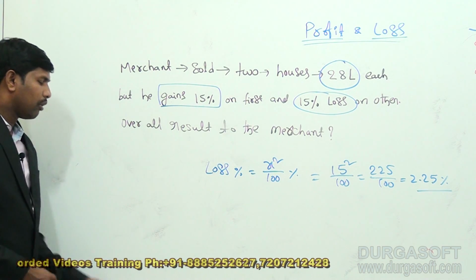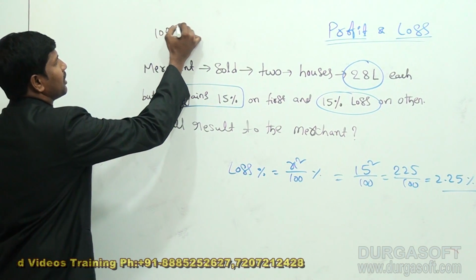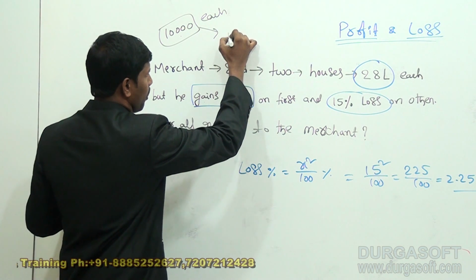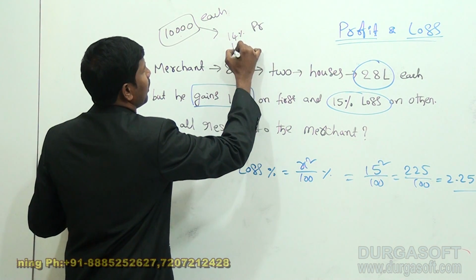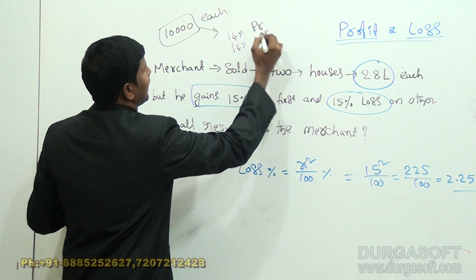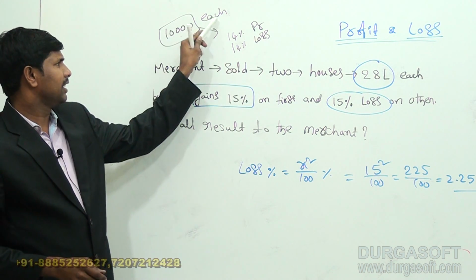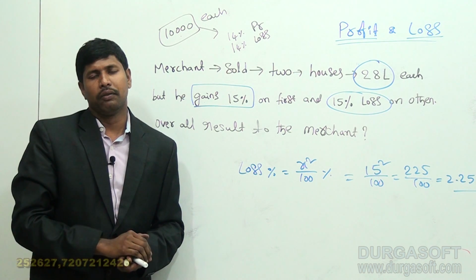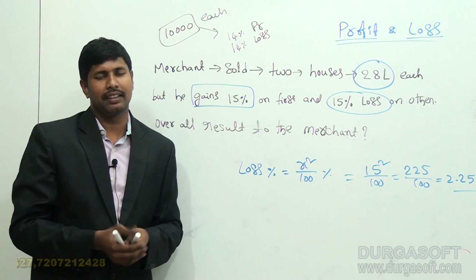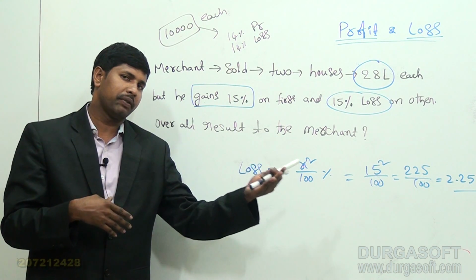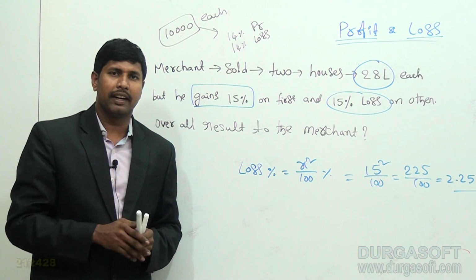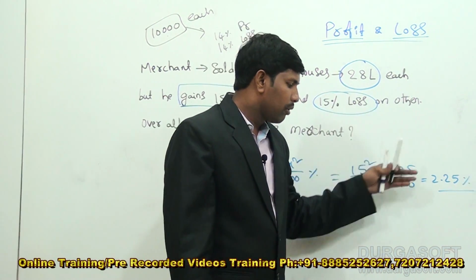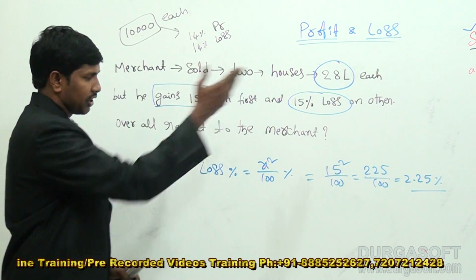Suppose tomorrow there are two articles which are sold at 10,000 each, and I got 14% profit on one article and 14% loss on the second article. Then for the overall result, selling price the same, percentage the same, so 14 square by 100, 196 by 100, which equals 1.96%. That's it. Tomorrow if it is 25% profit and 25% loss, 25 square by 100, which is 625 by 100, 6.25%. So in that way you can conclude the answer directly if you understand the previous point.